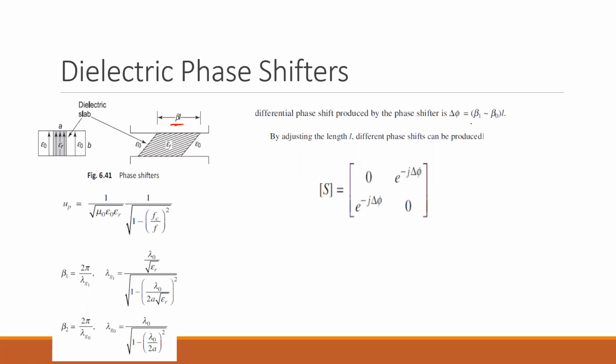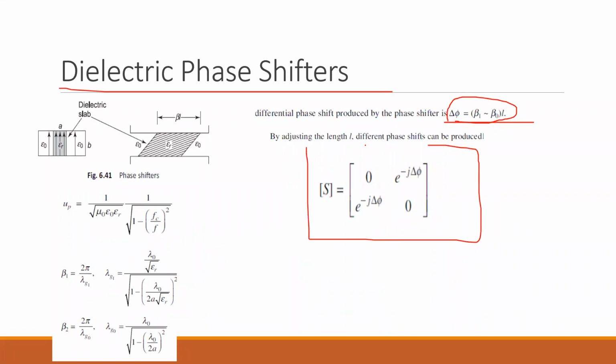So here, if I have the difference between beta 1 and beta 2, what we have seen over here. So beta 1 or beta naught, it's a typo error which is there. So please rectify that. So the difference between these two parameters multiplied with the length parameter gives me the path difference or the phase difference in terms of radians. So this delta phi is the phase difference which is being introduced into the wave which is being transmitted from one end to the other end. So this is the phase difference we are observing, and the S parameter for this dielectric phase shifter, we can observe that it is given by this parameter.